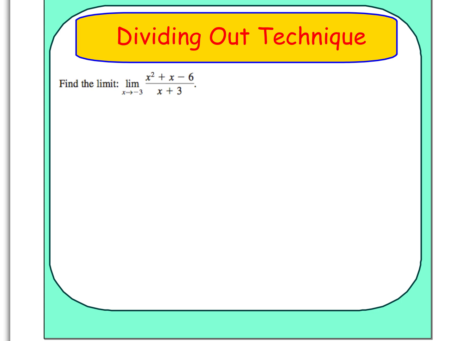All right, so let's look at this one. Now I have the limit as x approaches negative 3 of the quantity x squared plus x minus 6 over x plus 3.